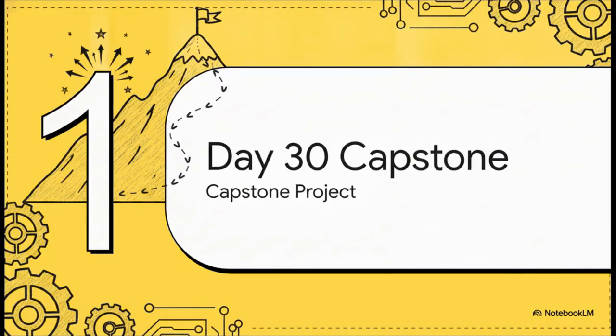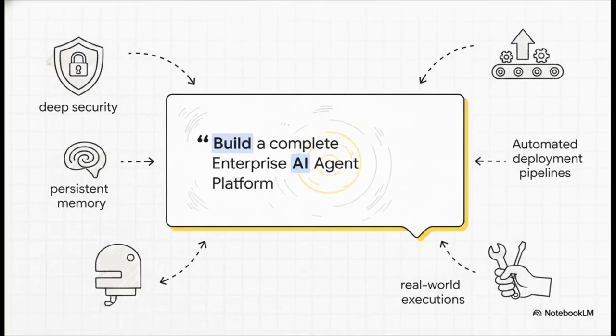Starting off with Phase 1, Day 30, the capstone. We have well and truly arrived at the summit of our agentic engineering journey here. The mandate from our source material is incredibly clear, and honestly, it's very bold. It says to build a complete enterprise AI agent platform. Now, what's really interesting here is that word complete, because we aren't just building some clever little chatbot interface today. No, we're being tasked with integrating deep security, persistent memory, automated deployment pipelines, and real-world execution tools all into one unified autonomous system. It's the whole shebang.